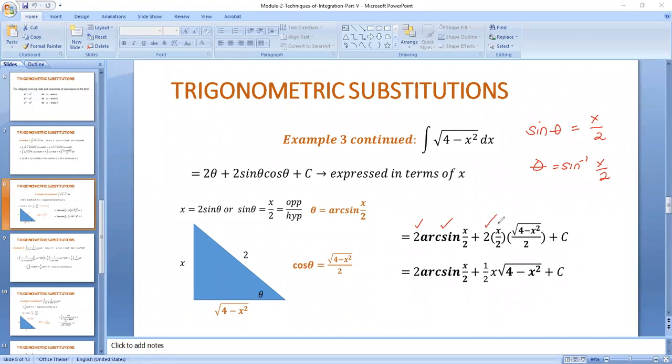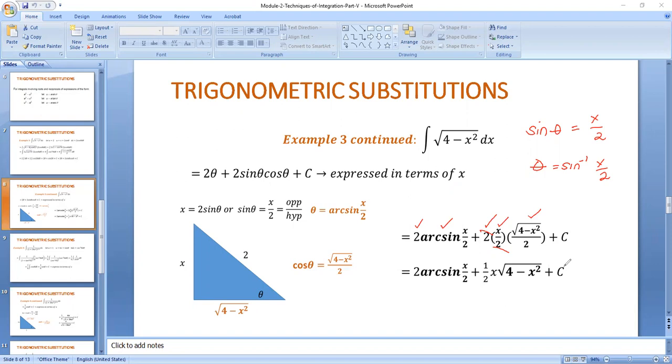As for the 2 sine theta cosine theta, the 2 is copied. What is sine theta? It's x over 2, x opposite over the hypotenuse. Cosine theta is the square root of 4 minus x squared over 2, adjacent over the hypotenuse. Plus c. And then the rest is just simplifying the second term here. So you get to cancel the 2's, and you still have another 2 in here. So that is why you have 1/2, and then this x square root of 4 minus x squared plus c.